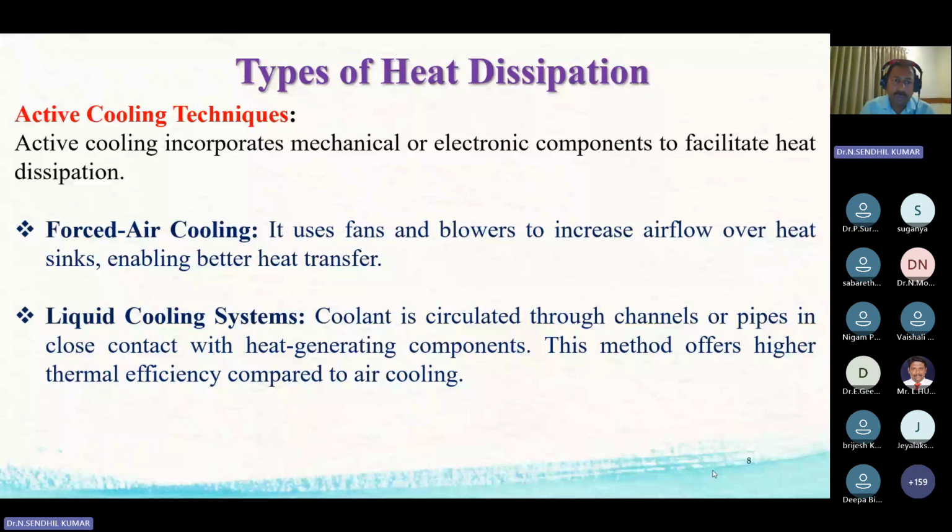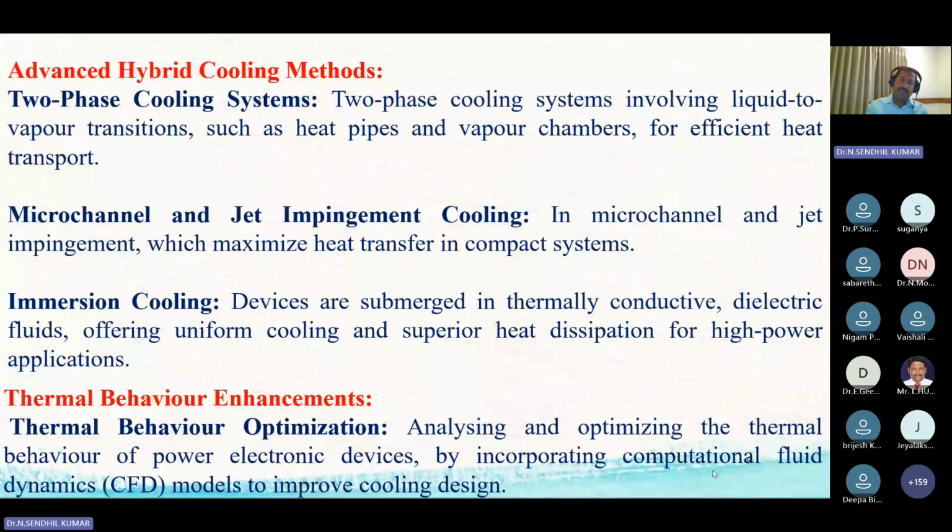advanced hybrid cooling techniques, that is two-phase cooling systems, micro channel and jet impinging cooling, and immersion cooling. These come under the advanced cooling methods. Here two phase is involved. That means while admitting the fluid, it will be liquid. After capturing the heat from the power electronics system, where high heat density is there, that liquid will be converted into vapor. That's called heat pipes.